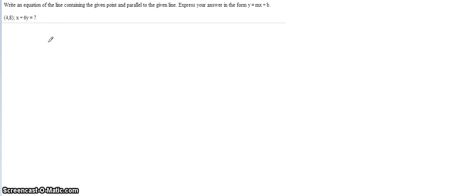Alright, for this problem it asks us to write an equation of a line containing the given point and parallel to the given line. So first of all we need to find out what the slope is of our given line, because the line we want to come up with needs to be parallel to the slope of that line. So let's take this x plus 6y equals 7 and get it in the right form so I can find out what the slope is of that line.